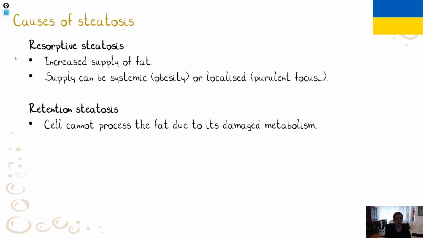Then we will start with resorptive steatosis. Resorptive steatosis means that there is an increased supply of fat. So in this case, the affected cell is usually okay, there is no problem with the affected cell, but the cell is overwhelmed by increased supply of the fat, and the cell just cannot process it, and it starts to store it. The supply can be systemic or localized. We will describe it in the next minutes.